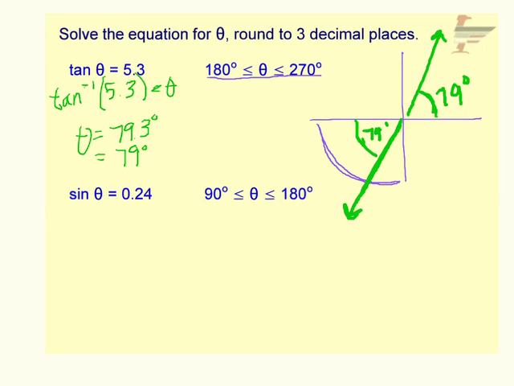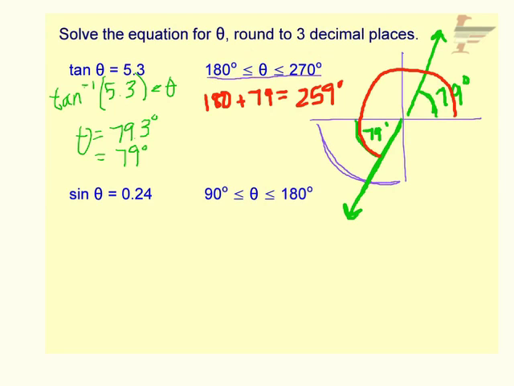So remember, the angle actually starts over here at the positive x-axis. It goes around 180 degrees and then another 79 degrees. So 180 plus that 79 will give us the angle that we are looking for. And we get 259 degrees. 259 degrees is between 180 and 270, so that's good.